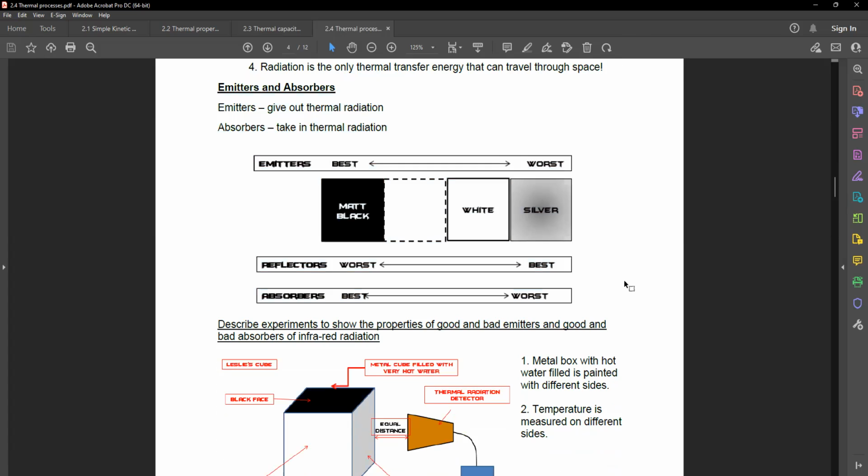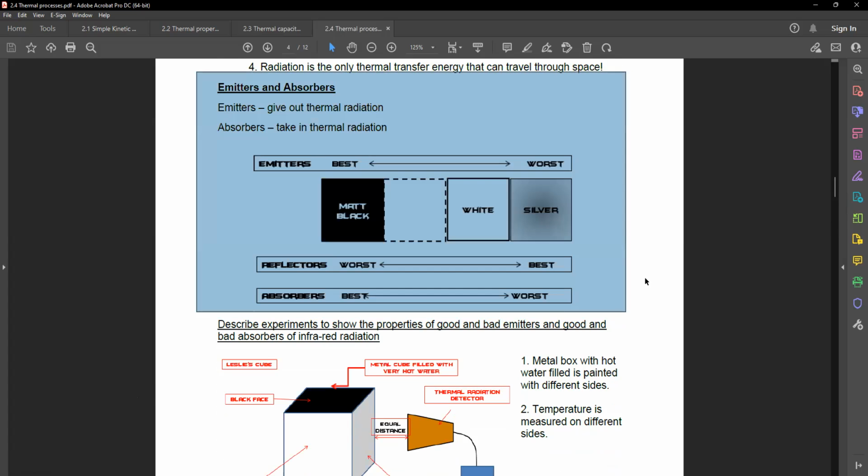And then, finally, black, white, and silver. You need to know which one is the better absorber and which one is the better reflector of heat, right? But this thing is quite self-explanatory, I think. I don't think I need much explanation here.